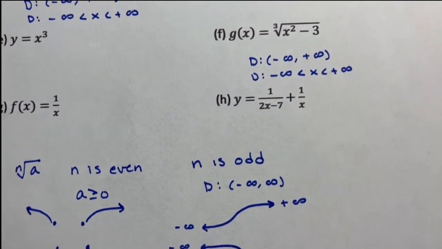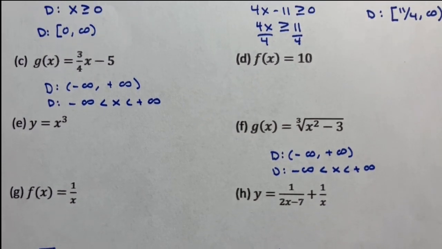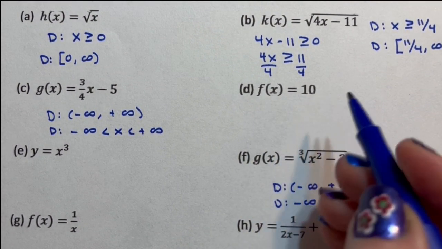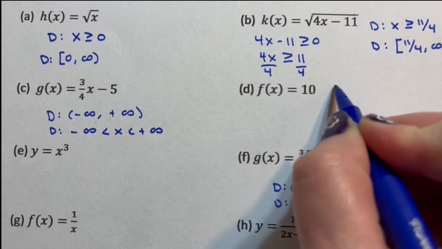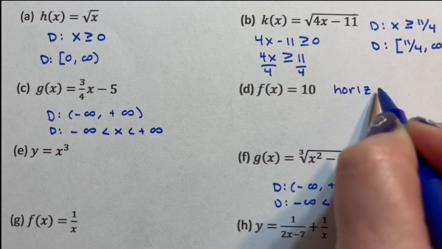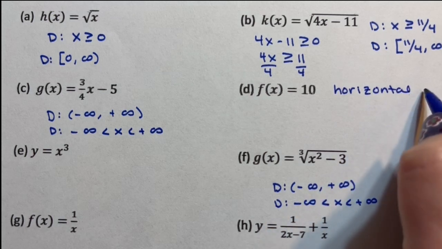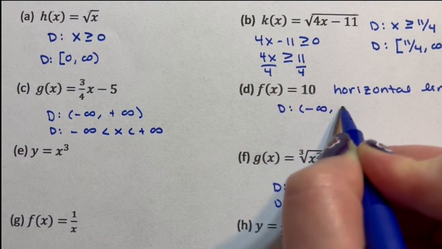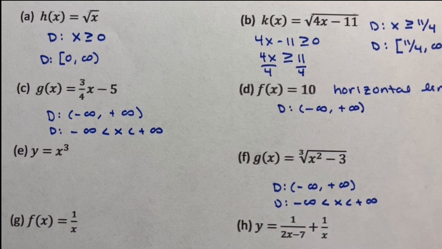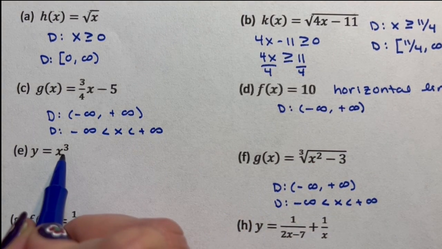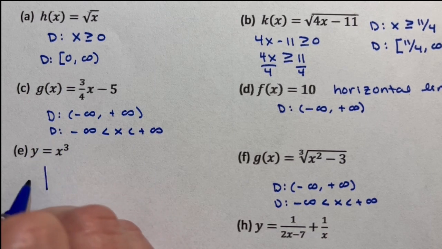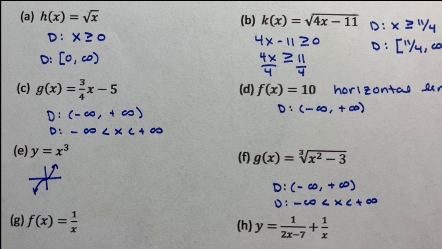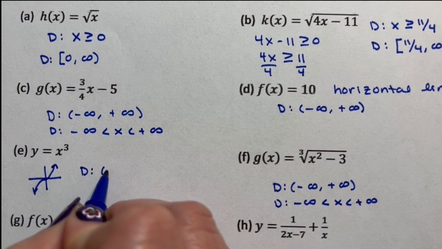All right, so let's come back up here. The next one we have, oh, there's our horizontal line. You can tell there's no x's, so this is our horizontal line. So the domain is going to be negative infinity to positive infinity. This is a cubic. The basic graph of this looks like this. So the domain here is also going to be all real.